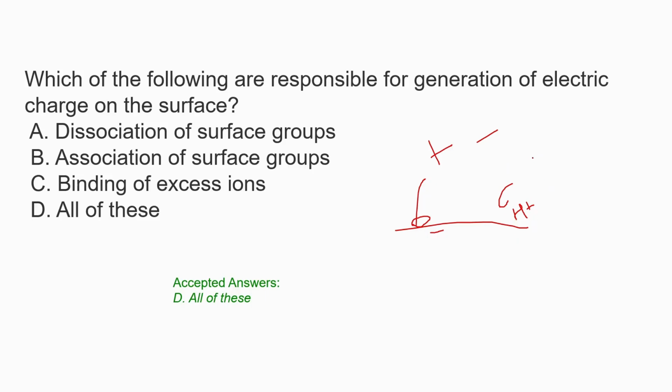And then binding of excess ions, whether positively charged ions or negatively charged ions are added on the surface. Based on that, it will change the charge of the entire surface. And all of these would be responsible for generation of electric charge on the surface. So the option would be D, all of this.